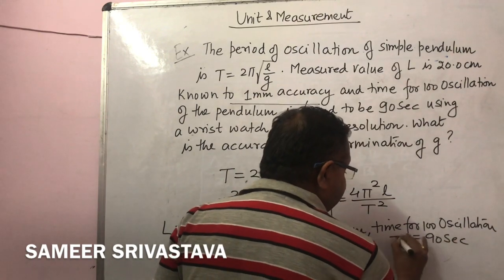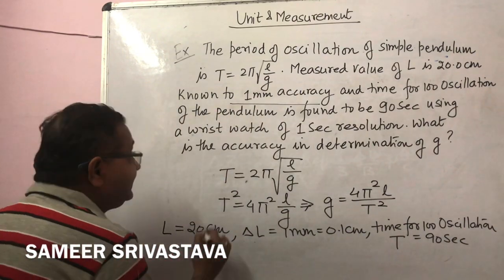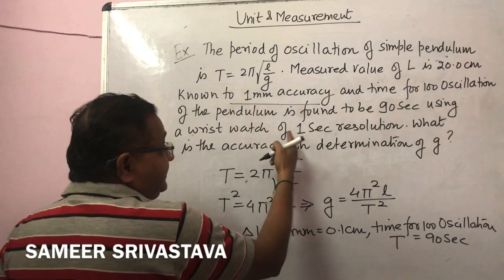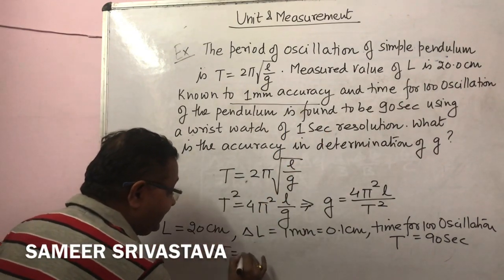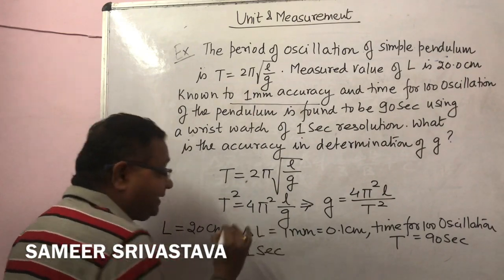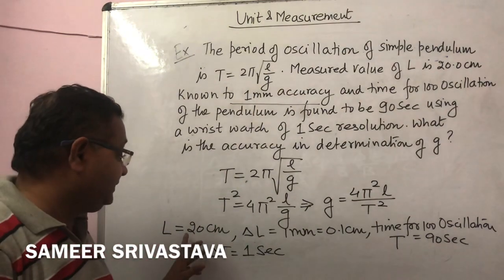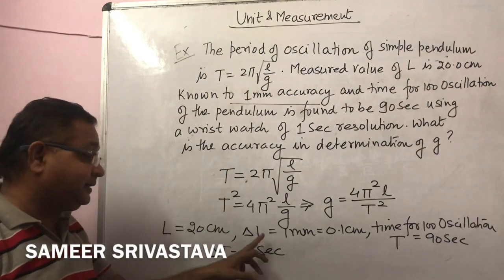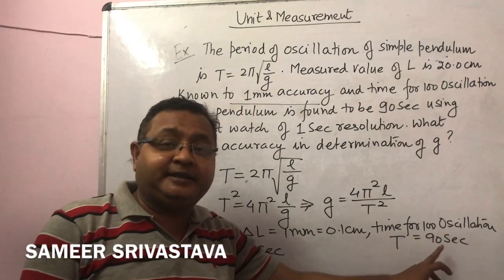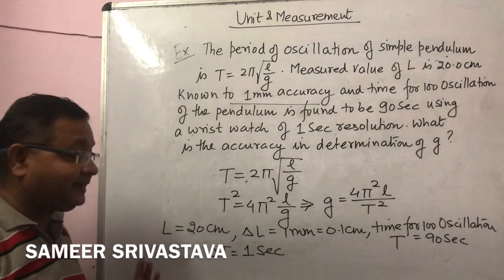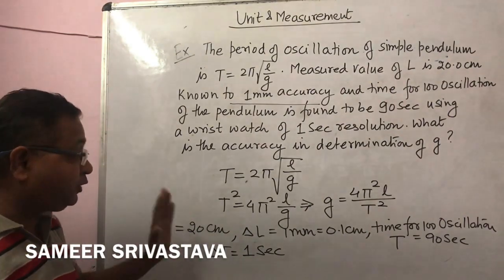It means T is given as 90 seconds, and the accuracy or resolution for this time, delta T, is given as 1 second. So these parameters are given in our question. L is 20 centimeter, delta L is 0.1 centimeter, the time for 100 oscillations T is 90 seconds, and delta T is 1 second. And what do we have to find?